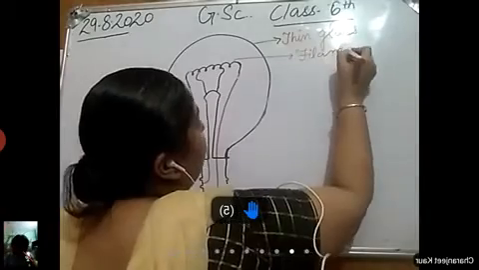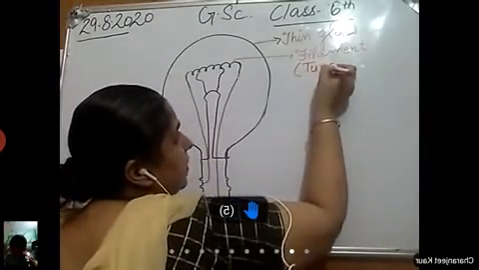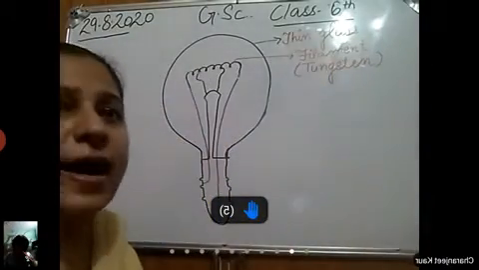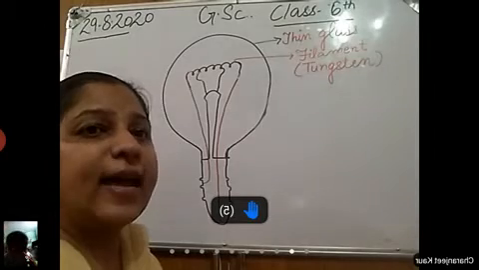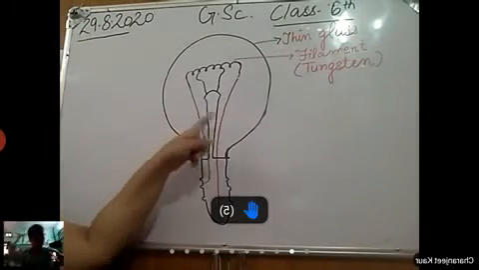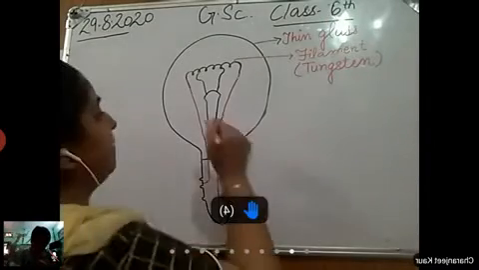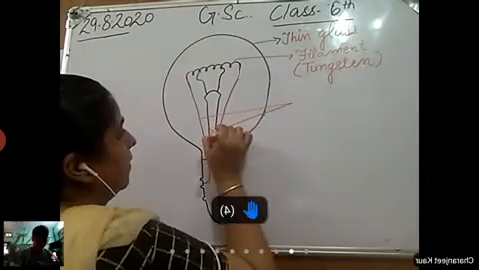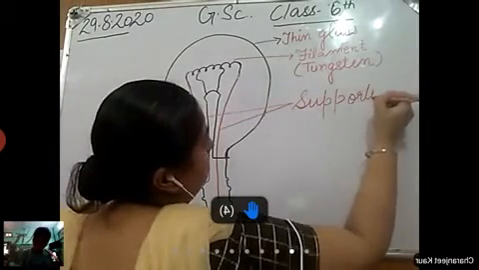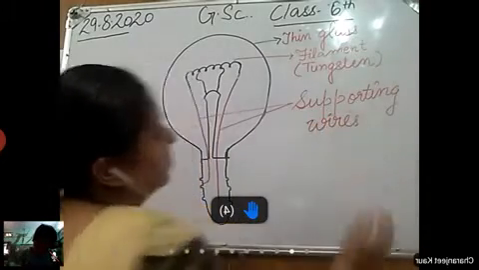This filament is made of a material named tungsten. What is it named as? Tungsten, right? Then students, what are these two with red? I have mentioned these are the supporting wires. What are these? Supporting wires. Right?